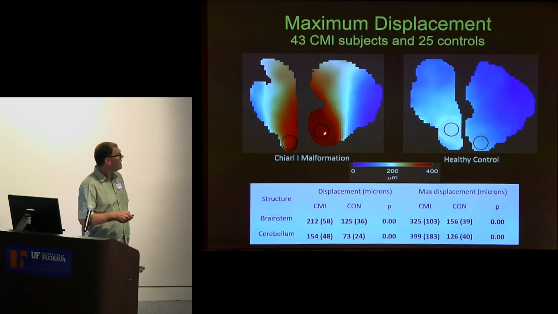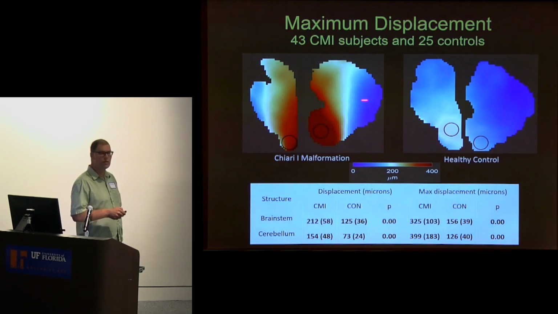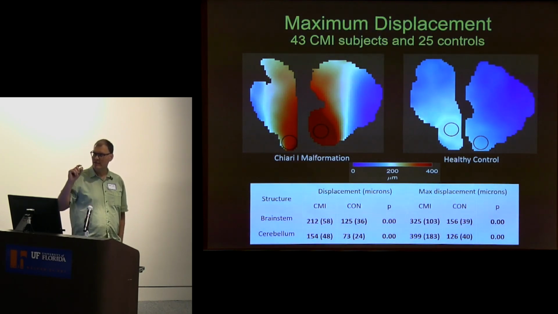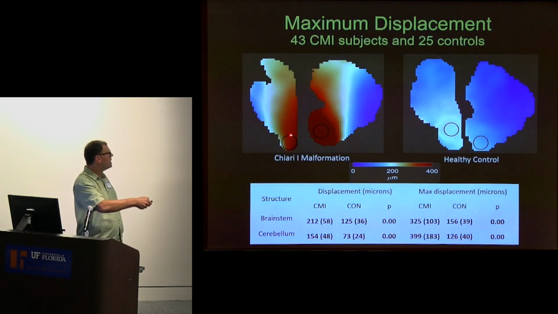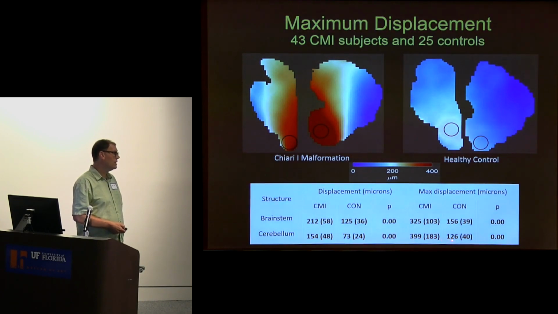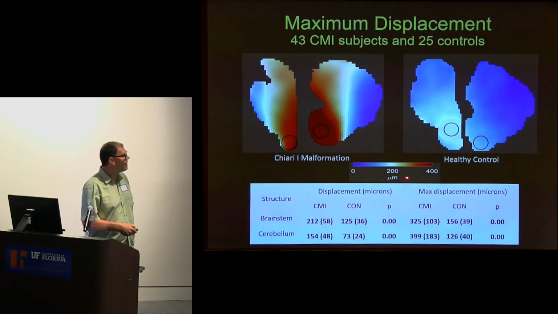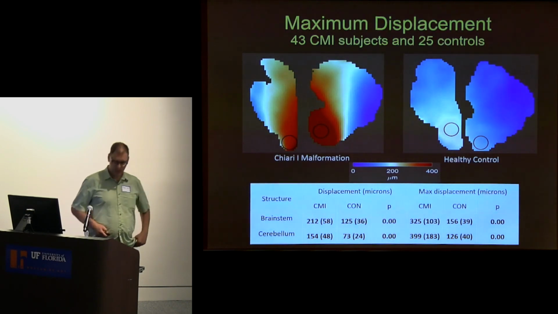But if I take a little circle and I float the circle all the way around and just ask what is the maximum value wherever I put that circle, sort of like a floating region of interest to try and find the maximum. So this actually ends up being the maximum average within the circle. These are the locations where it ended up. Then we get a pretty big difference. Now you're talking Chiari 325 versus 156, so it's more than double, and the cerebellum is 399 versus 126. So it's like 3.5 times. Not a big difference, but definitely more.